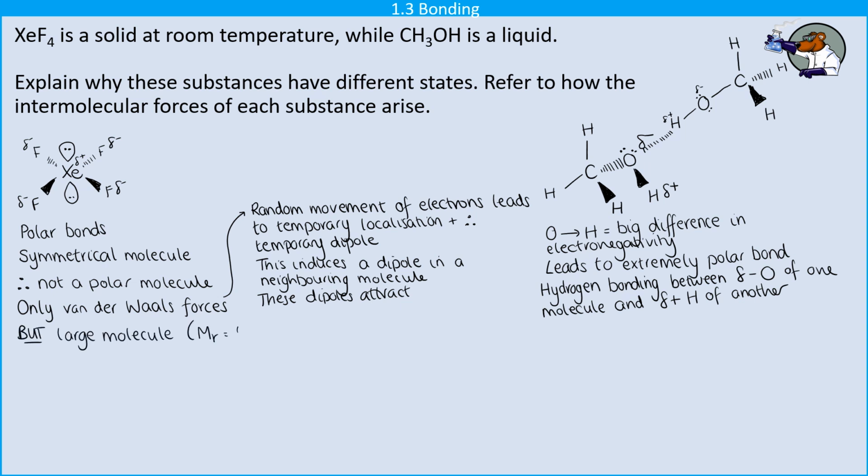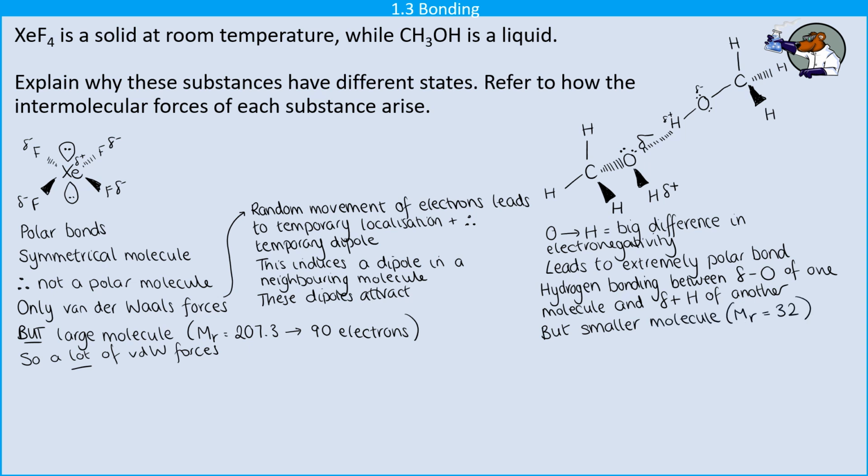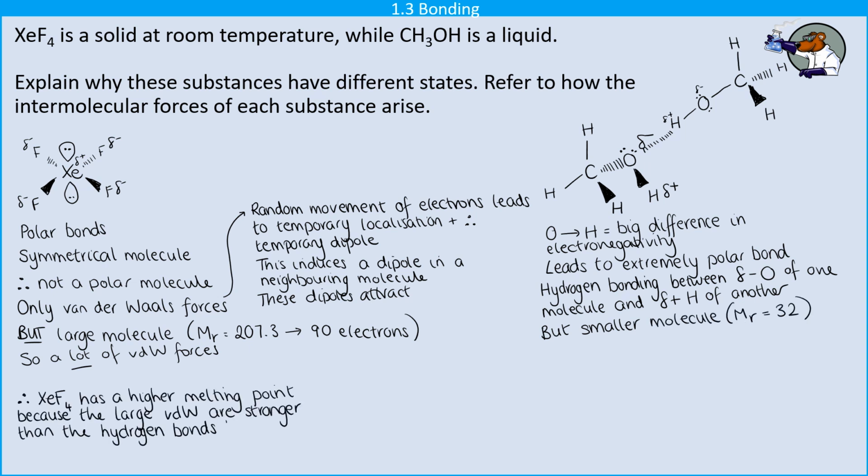So xenon tetrafluoride is quite a large molecule. It's got a relative formula mass of over 200 and it's got 90 electrons. So therefore it's comparatively likely that at any one time slightly more of those electrons will end up on one side of the molecule, causing this van der Waals force to arise by induction. And so actually the van der Waals forces that xenon tetrafluoride has are pretty strong. So a lot of van der Waals forces are there and they need a lot of energy to overcome, whereas my methanol is a smaller molecule. So therefore we can conclude by saying that xenon tetrafluoride has a higher melting point because the large van der Waals forces are stronger than the hydrogen bonds between methanol.